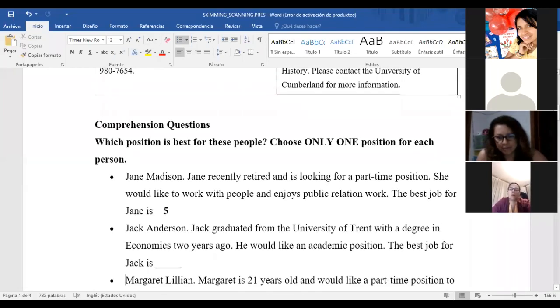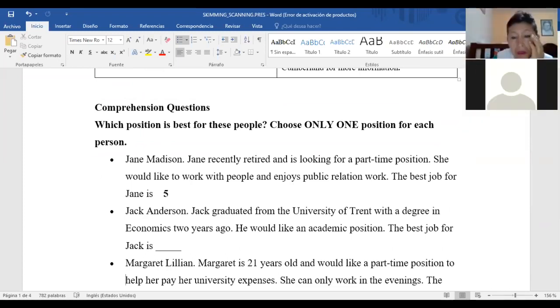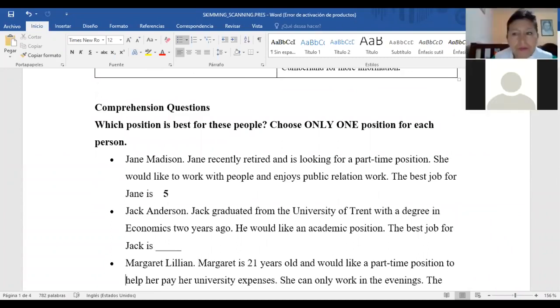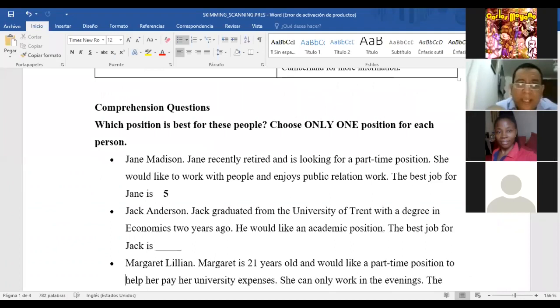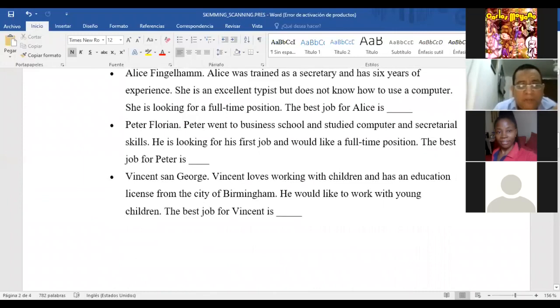So each paragraph is referring to one specific person. In this case, you have Jen Madison. The information that you find here, you need to connect immediately with the text that you previously watched. In this case, it is number 5. So students have to use skimming, because this information is related to the passage in the paragraph below. So let me show you different people that they have to do the same.